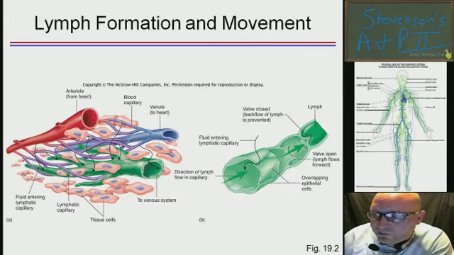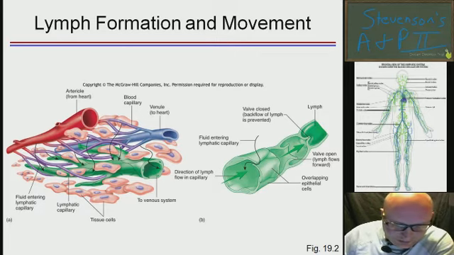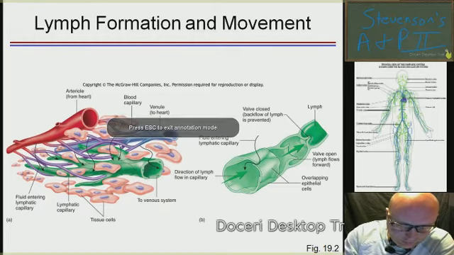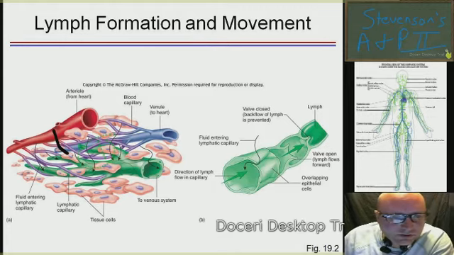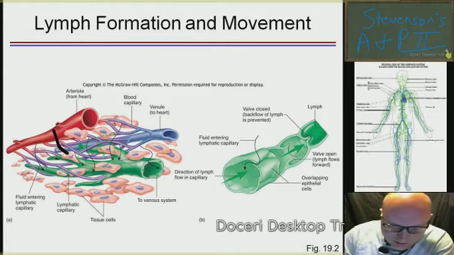Lymph formation and movement. Okay, so here as the blood leaves the arterioles and moves into the capillaries, you begin to have the formation of lymph, because fluid starts to leach out in these regions of the capillaries, and these cells enter into the lymphatic vessel system, which is this right here.